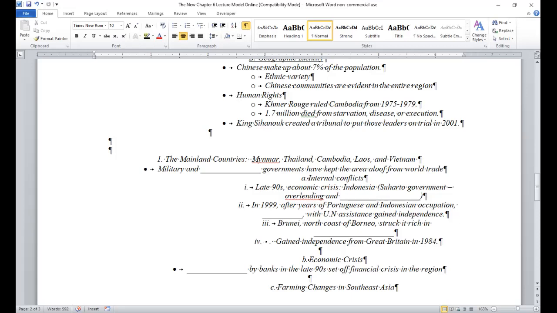Then you have Brunei. You can see Brunei just north of the Indonesian island chain, southwest of the Philippines and southeast of these mainland countries, on the north coast of Borneo. Interesting thing happened there. They struck it rich in oil and natural gas. They gained their independence from Great Britain rather late, in 1984.